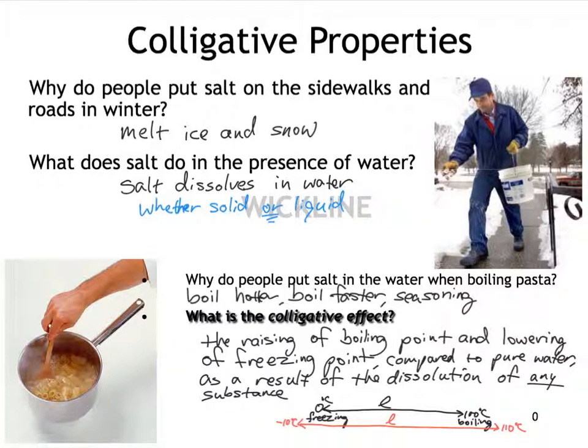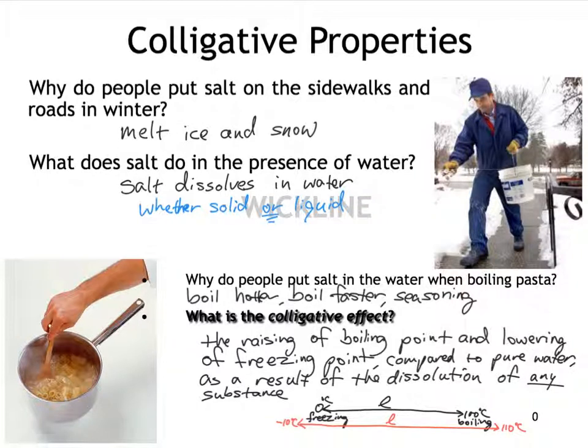So this is a result of the colligative effect, meaning that as a result of dissolving something in the liquid, you have a lower freezing point than the original, and you have a higher boiling point than the original. Overall, it does have the effect of broadening the range of temperatures at which the substance is a liquid. It would only be a solid way down here, and it would only be a gas way up here.